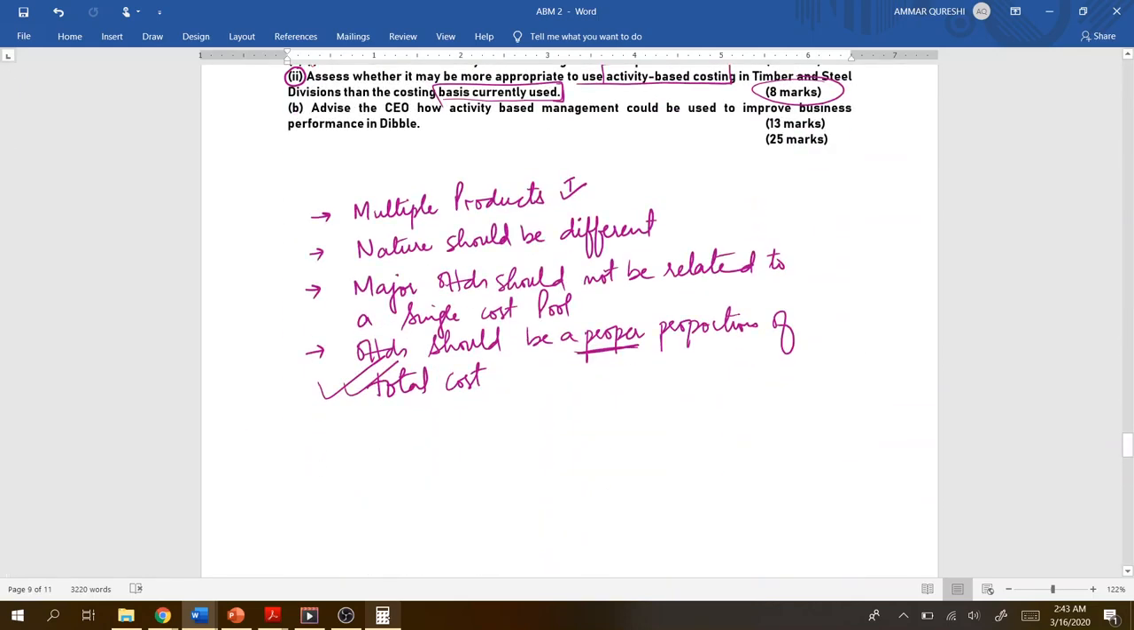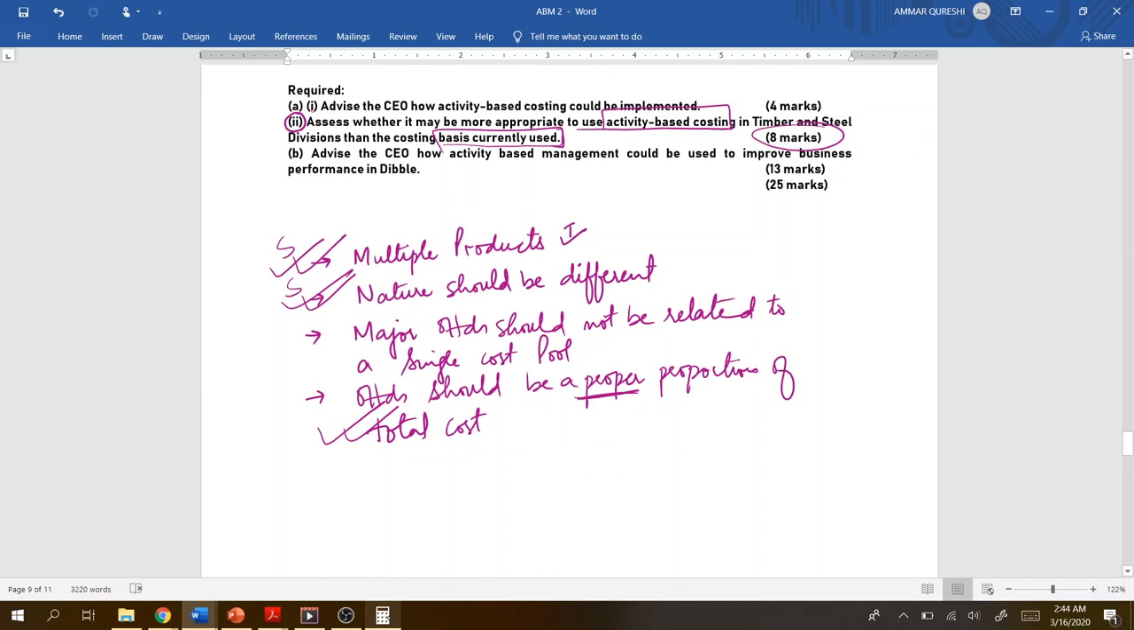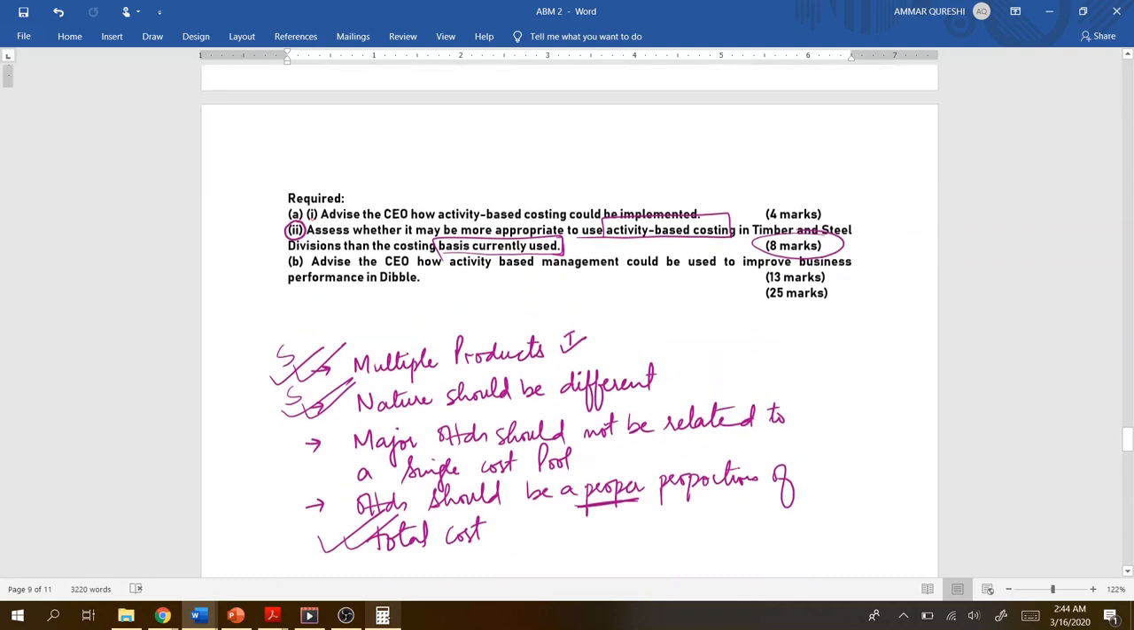So for the steel division, multiple products are there, right? The nature of products is very different. And now let's consider the condition that major overhead should not be related to a single cost pool, and overhead should not be a proper proportion of the total cost, right?